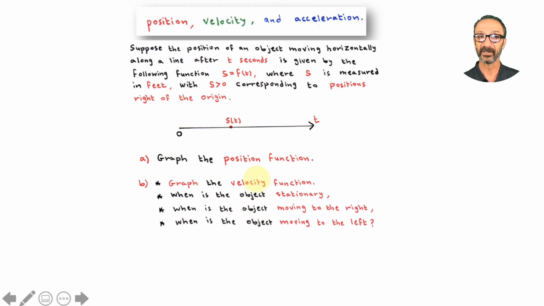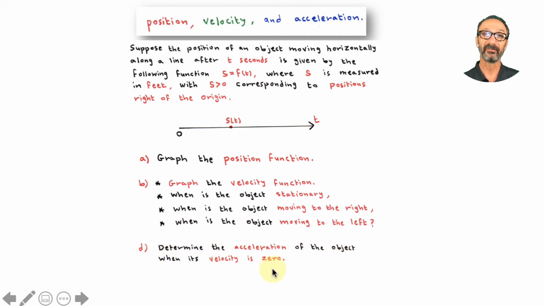I couldn't fit in this problem everything with the calculations. So as we go, you will know what I'm talking about. We're talking about a lot of different things. We're going to graph it. We're going to discuss the graph. I'm going to talk about when the object is not moving, when the object is going to move right, when the object is going to move left. Determine the acceleration when the velocity is 0.